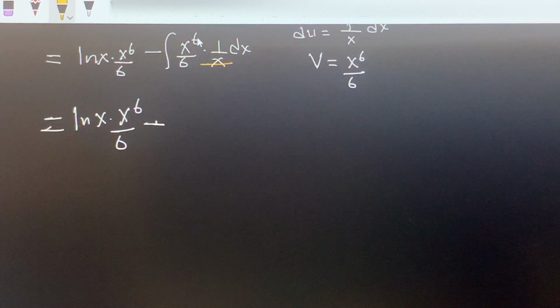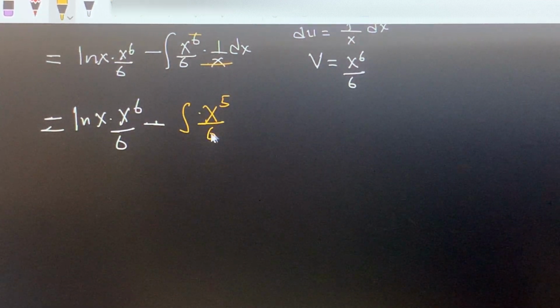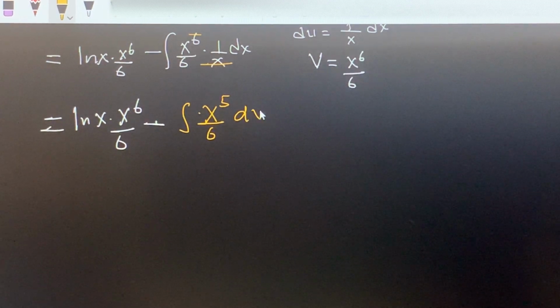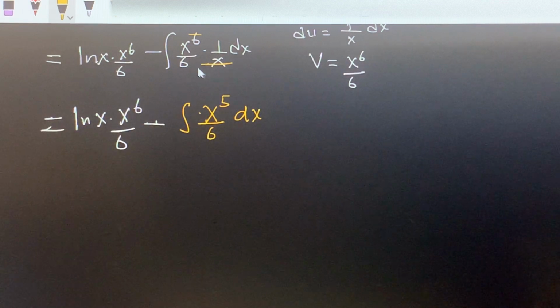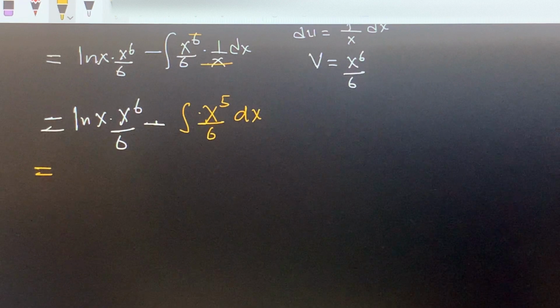That 1 over x can cancel with the x from here, and then in the integral I will have x to the power of 5 over 6 times dx, because the x from the numerator cancels with the denominator. I have x to the power of 6 on the top and then 1x at the bottom. Very good. So the next step is going to be this. Look at that carefully.